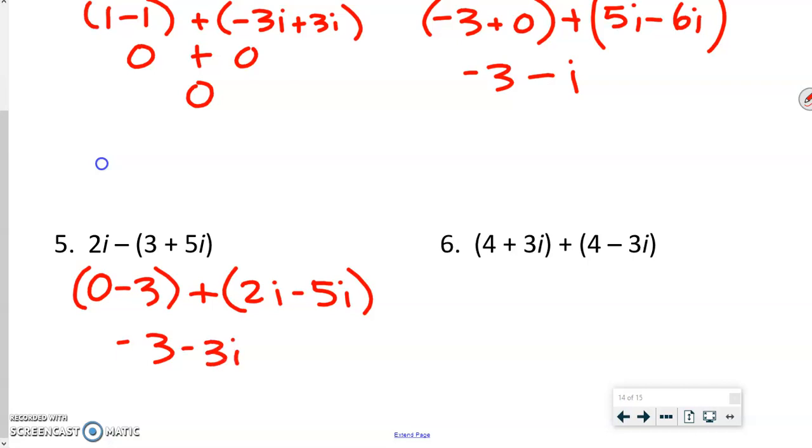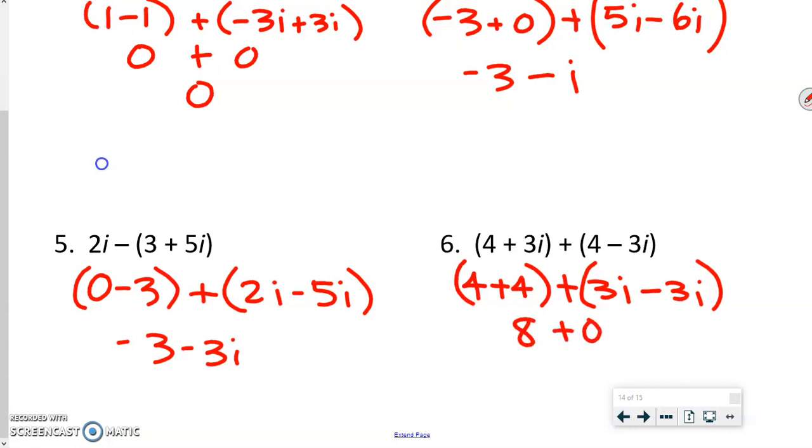All right, our last one. We've got 4 plus 4 plus 3i minus 3i. So this is going to be what? 8 plus 0, which is simply 8.